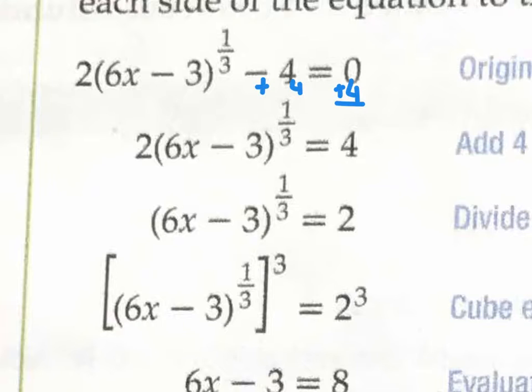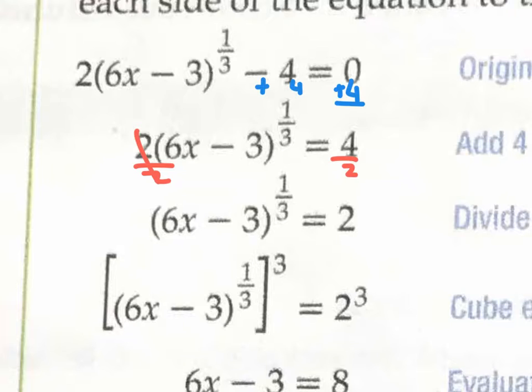And that's how we get this 4 down here, because 0 plus 4 is 4. Okay, and of course there's no more minus 4. We still need to get rid of the 2 that's out in the front. How do we do that? Divide by 2, divide by 2. So the 2's cancel, and that's why we just end up with 6x minus 3 to the 1/3 power. There it is, 6x minus 3 to the 1/3 power. And over here we got 2 because 4 divided by 2 is 2.